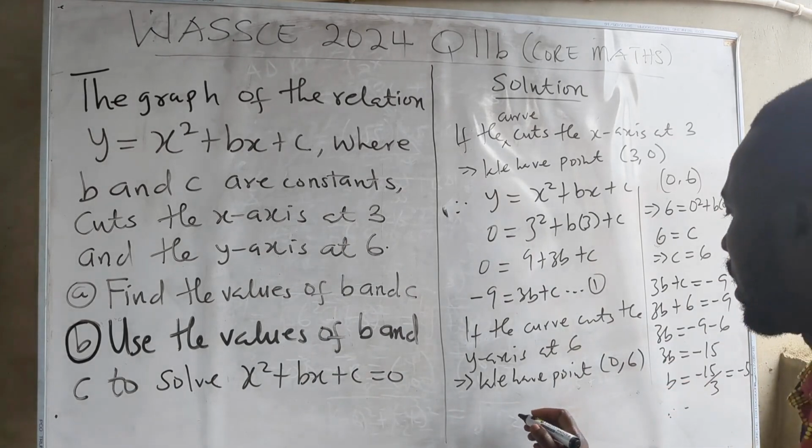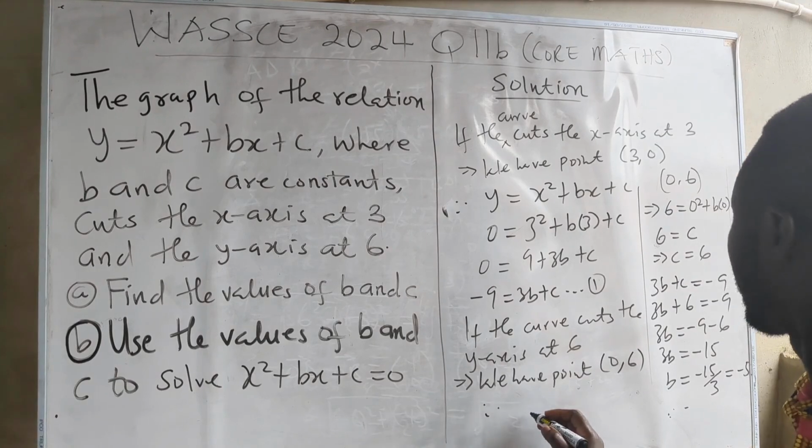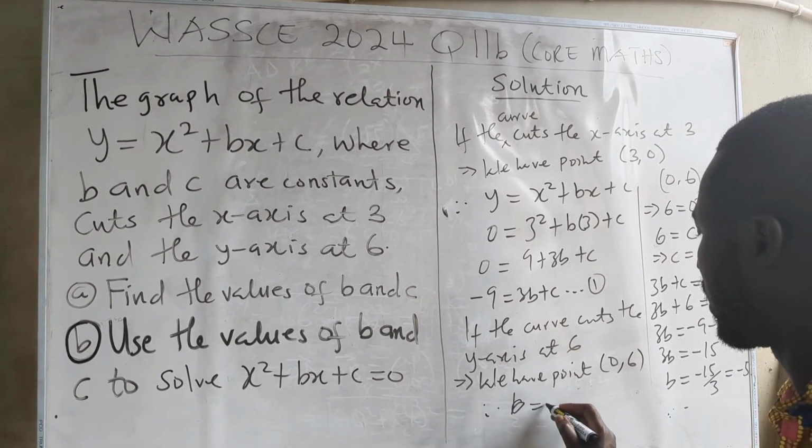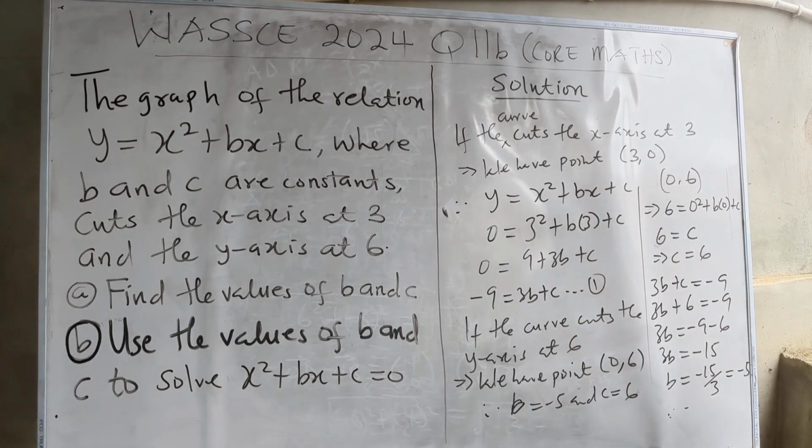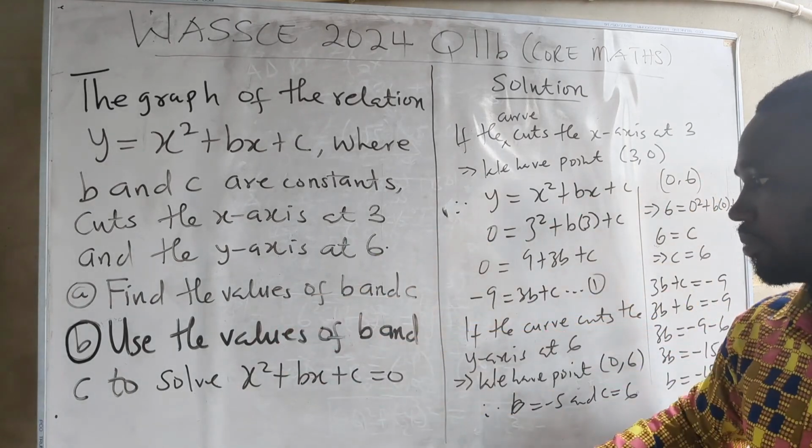So we can say that therefore b is equal to negative 5 and c is equal to 6. So our b is negative 5 and our c is 6. Alright, so that is what we have. So simple. Okay, so let's come to the b.